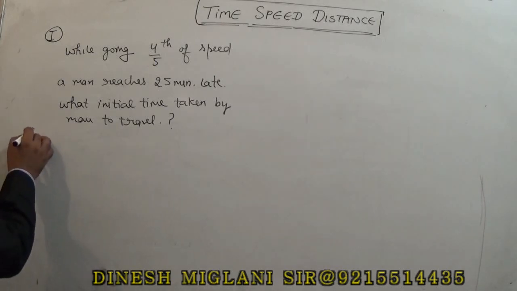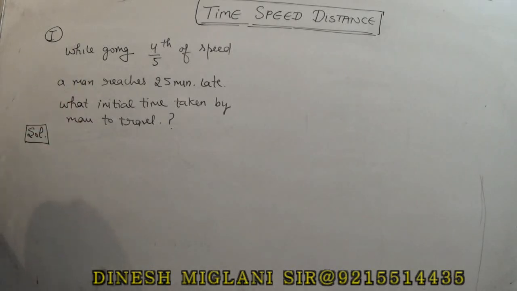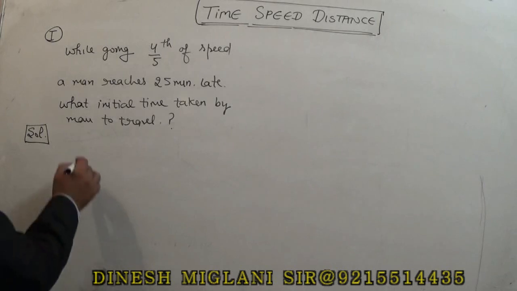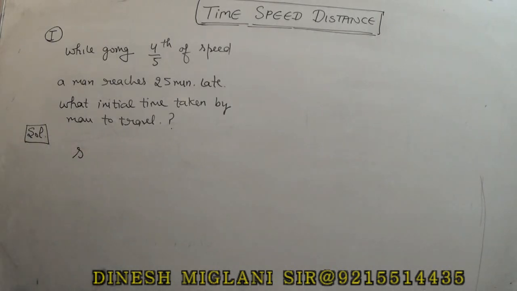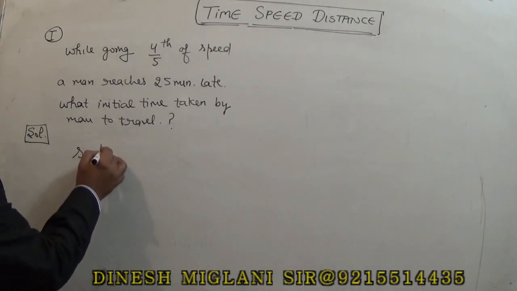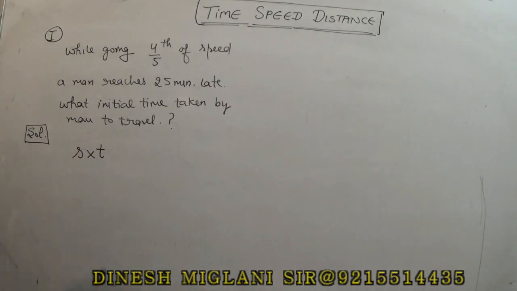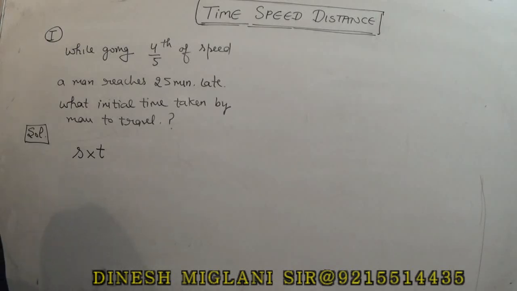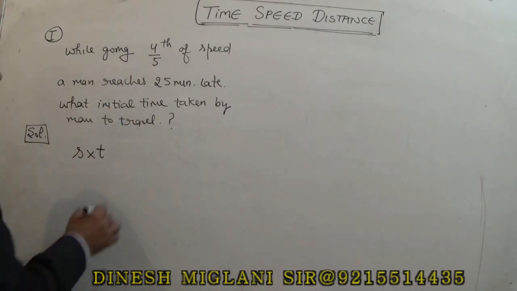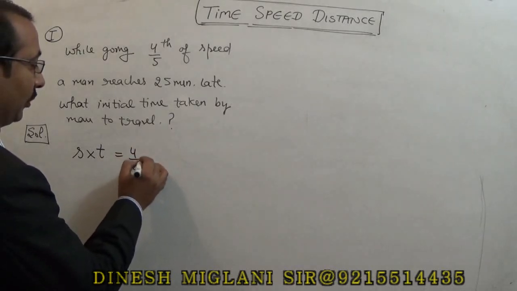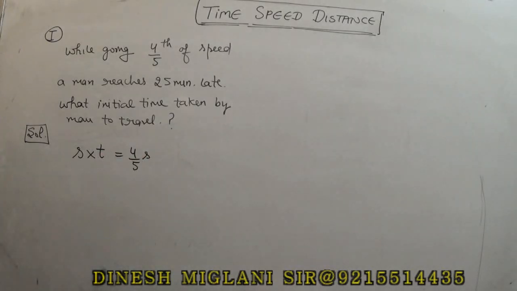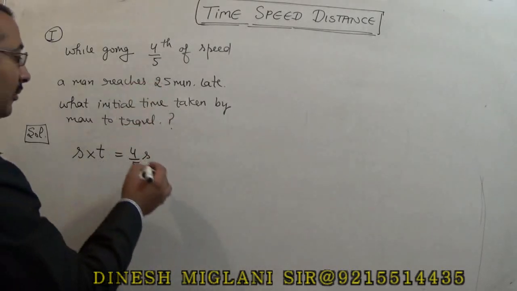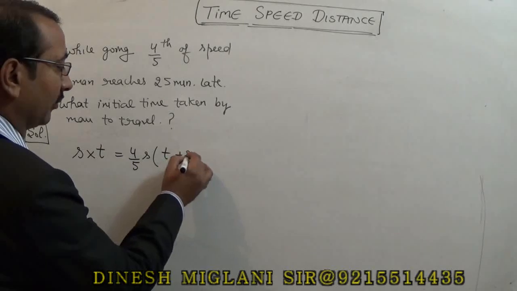Now we have two approaches for answering this question. The first we'll solve with the help of our equation approach, and second I will also tell you how to go with the ratio approach. Suppose the original speed of the person is s, and at s speed time taken is equal to t. Now as per the given condition, s into t is equal to the distance travelled. Now it is given that he goes at 4 by 5th of the speed, means the speed of the person is 4 by 5 s, and he is late by 25 minutes. It means he has taken 25 minutes more.